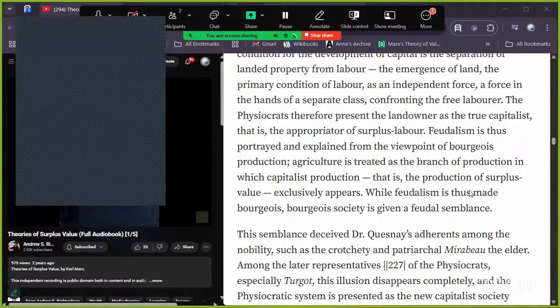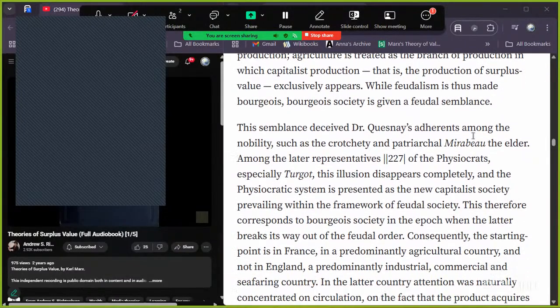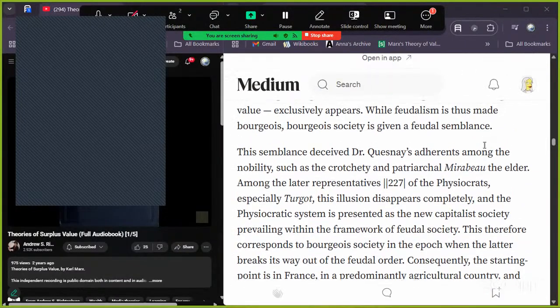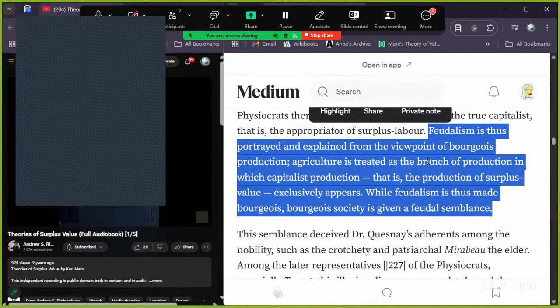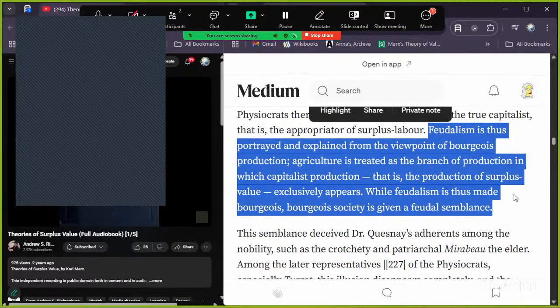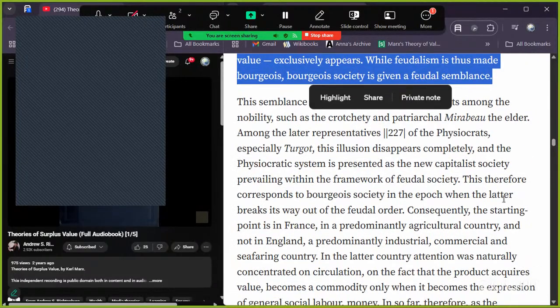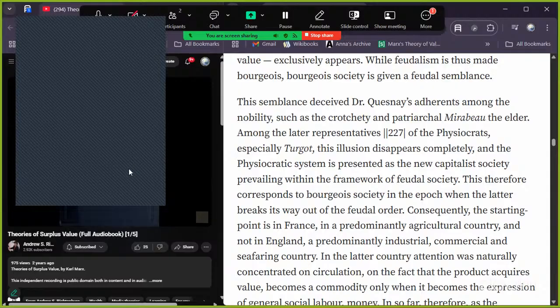Agriculture is treated as the branch of production in which capitalist production, that is, the production of surplus value, exclusively appears. While feudalism is thus made bourgeois, bourgeois society is given a feudal semblance. This semblance deceived Dr. Quesnay's adherents among the nobility, such as the crotchety and patriarchal Mirabeau the Elder. Among the later representatives of the physiocrats, especially Turgot, this illusion disappears completely, and the physiocratic system is presented as the new capitalist society prevailing within the framework of feudal society.